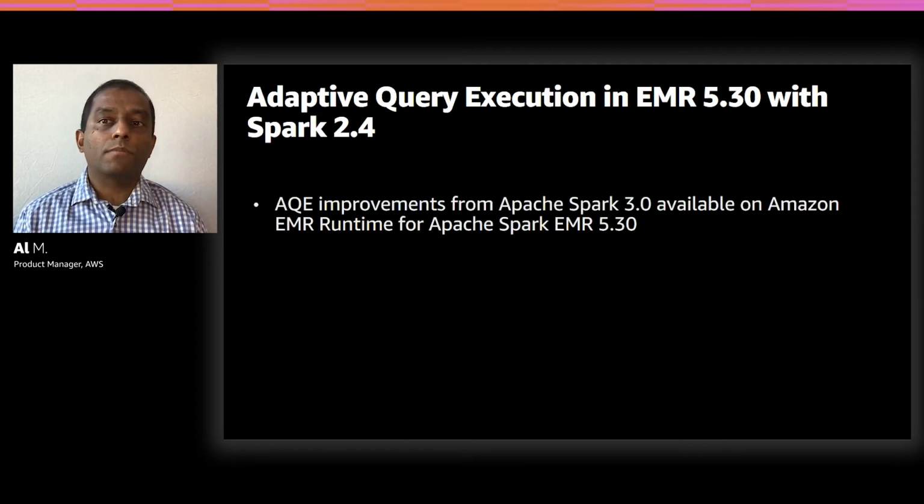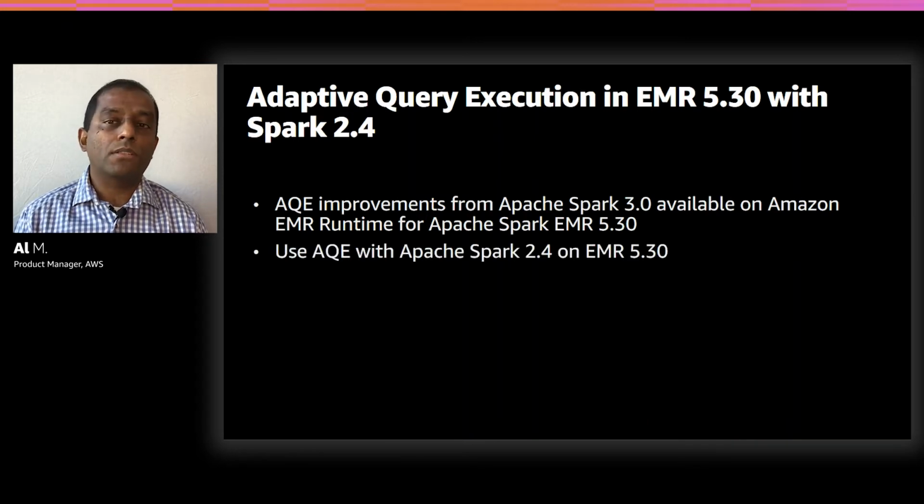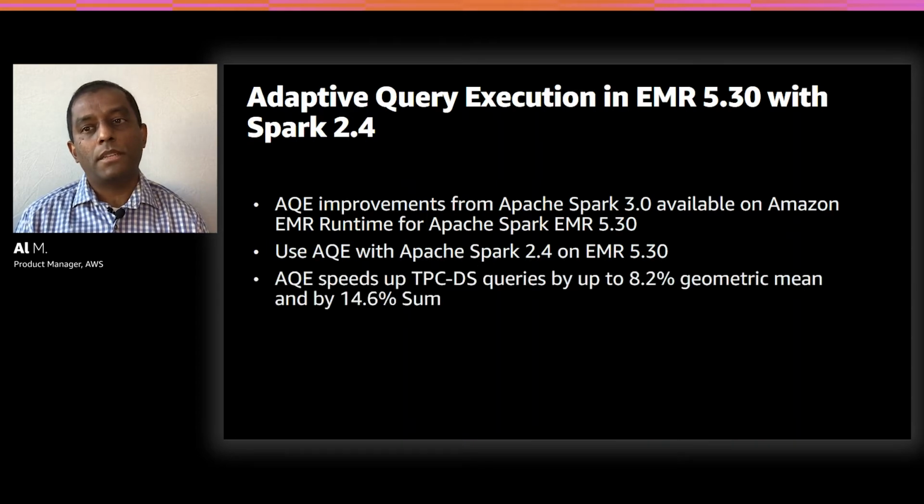With EMR runtime for Spark, it'll allow you to benefit from AQE on Spark 2.4 on EMR release version 5.30 without migrating to Spark 3 on EMR 6.1. The AQE optimizations speed up TPC-DS queries by up to 8.2% by geomean.